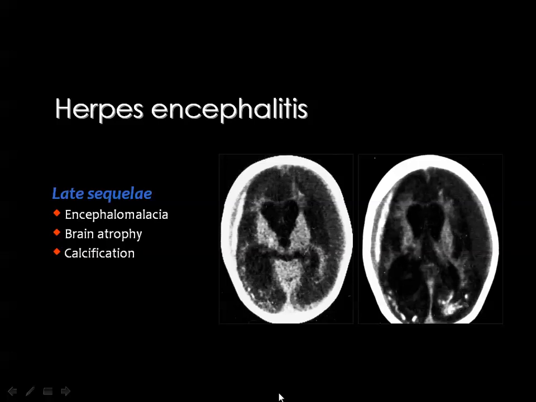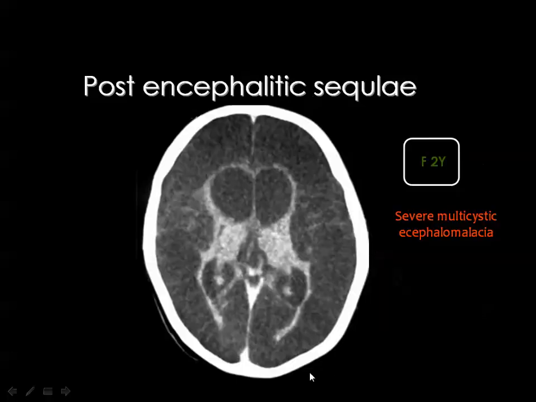Then patients with encephalitis, after subsiding of the acute attack, will present with post-encephalitic sequelae, which appear in the CT and MRI as extensive areas of brain damage representing encephalomalacia. There may be severe atrophic brain changes. Also, you may see calcium in the meninges, like this one, and also in the brain parenchyma. Extra-axial collections may also be present, either inflamed or non-inflamed. And this is what we call post-encephalitic sequelae.